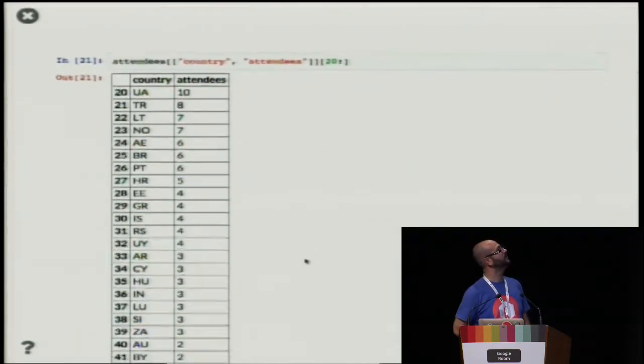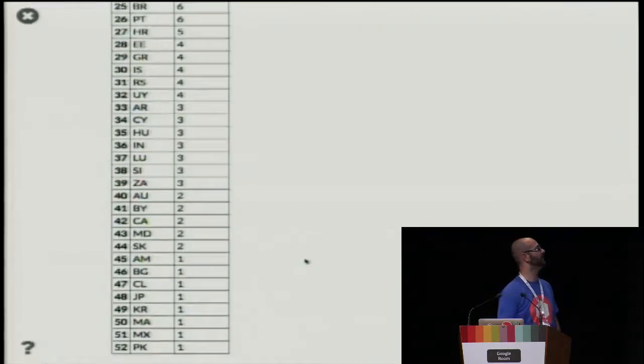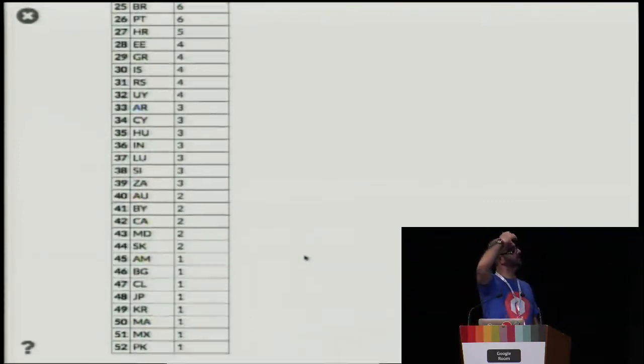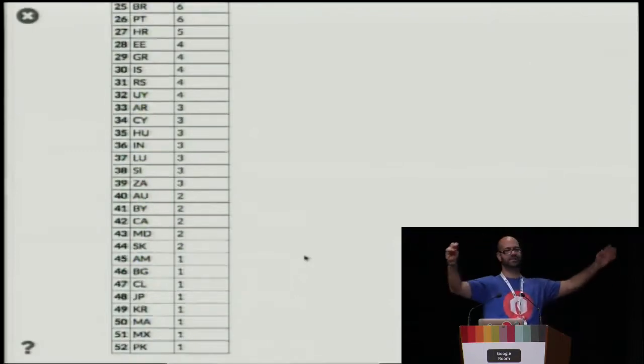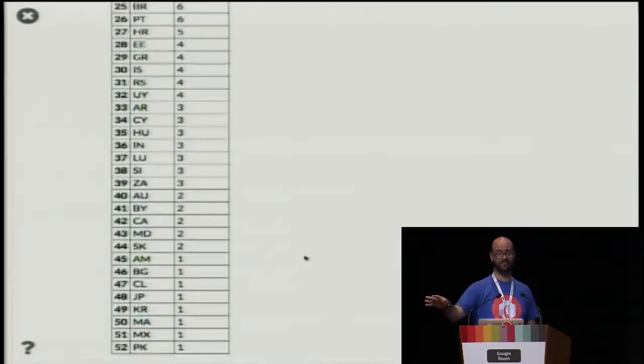This is the second slice of that table. The curious thing is we actually had people from very far. Pakistan, Mexico, Japan, many countries that I forgot. I swear I searched for all of those I remembered, but now I'm forgetting.